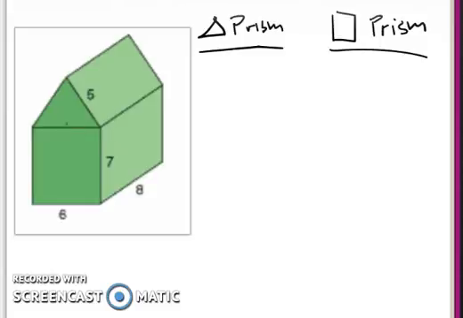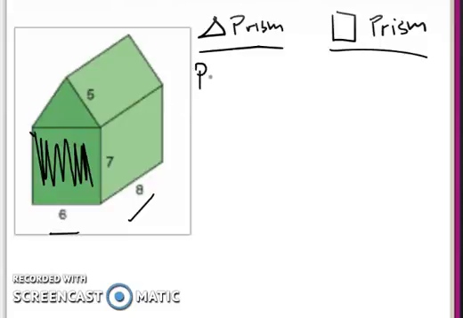Right where they meet, they're meeting on basically a 6 by 8 section. That needs to get subtracted out twice. I'll do that at the end. Alright, so the prism, here we go. I'm going to choose this part as my base. That's my base figure.